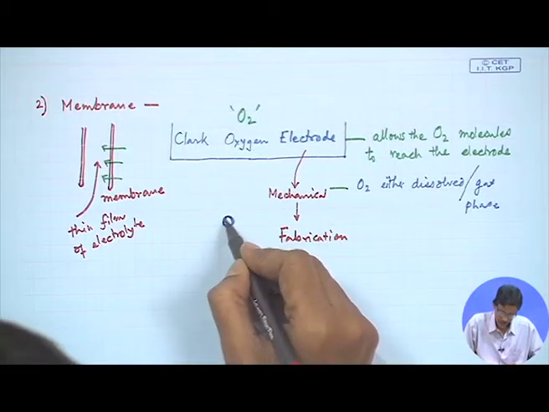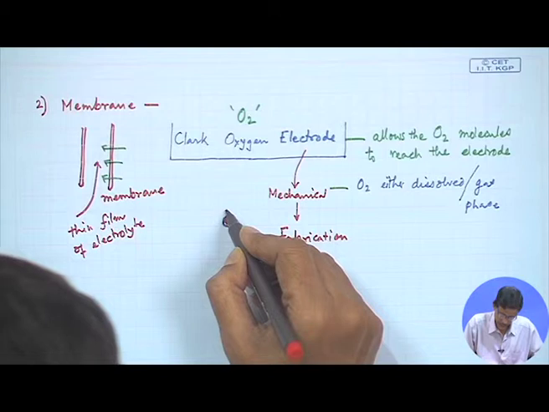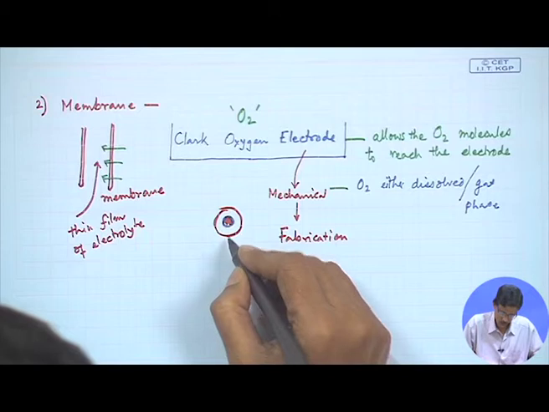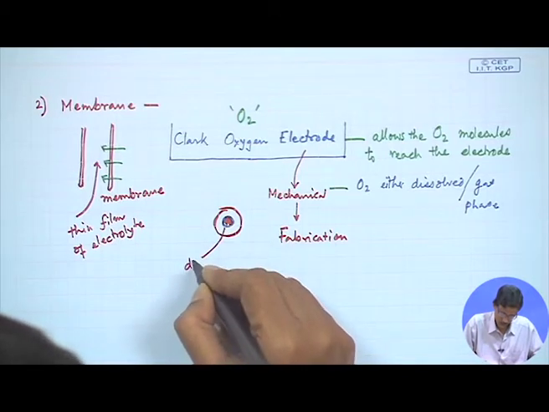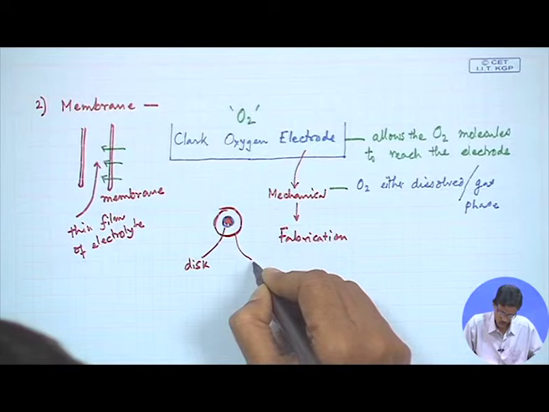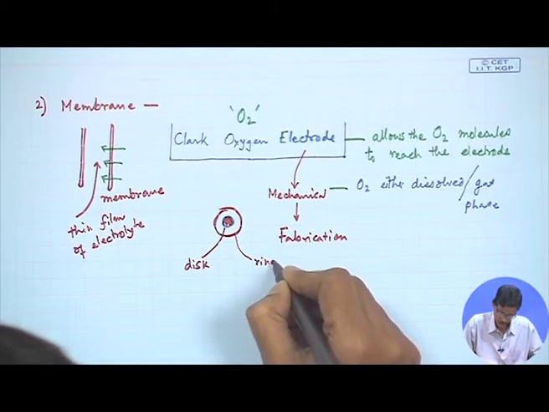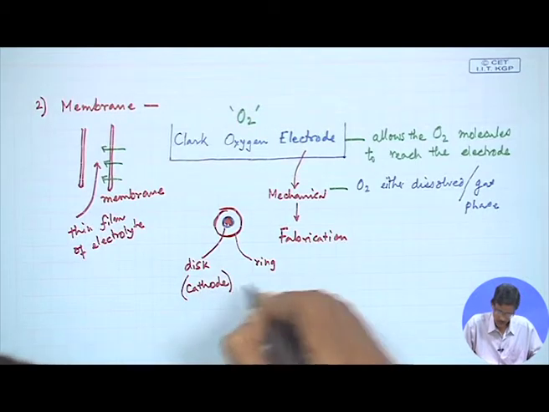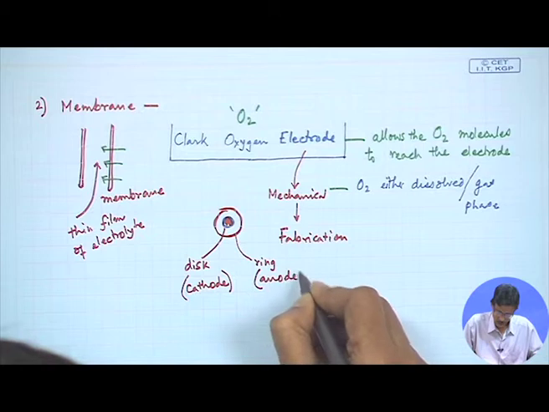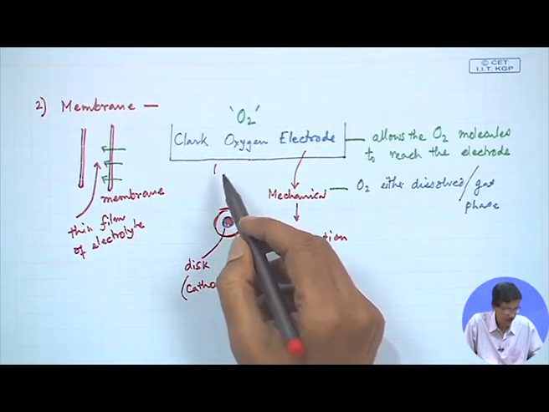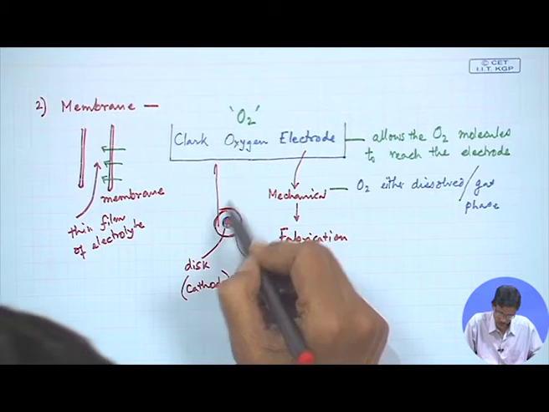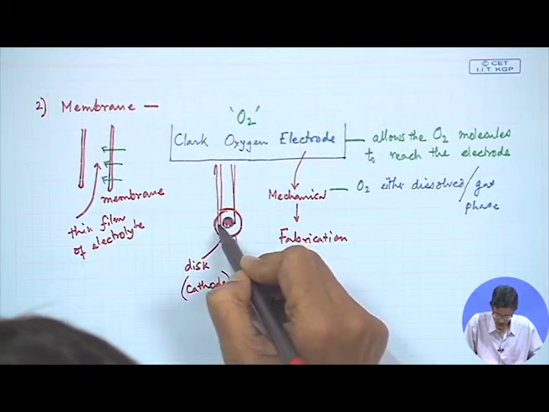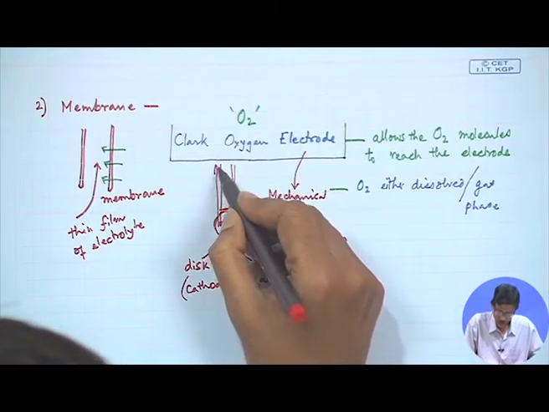This is your disc part, and outside you have the corresponding ring. You should know that the inner one is your disc and the outer one is your ring. If this is your cathode, this is your anode, and everything is enclosed in the corresponding inert material, and you have the connection.